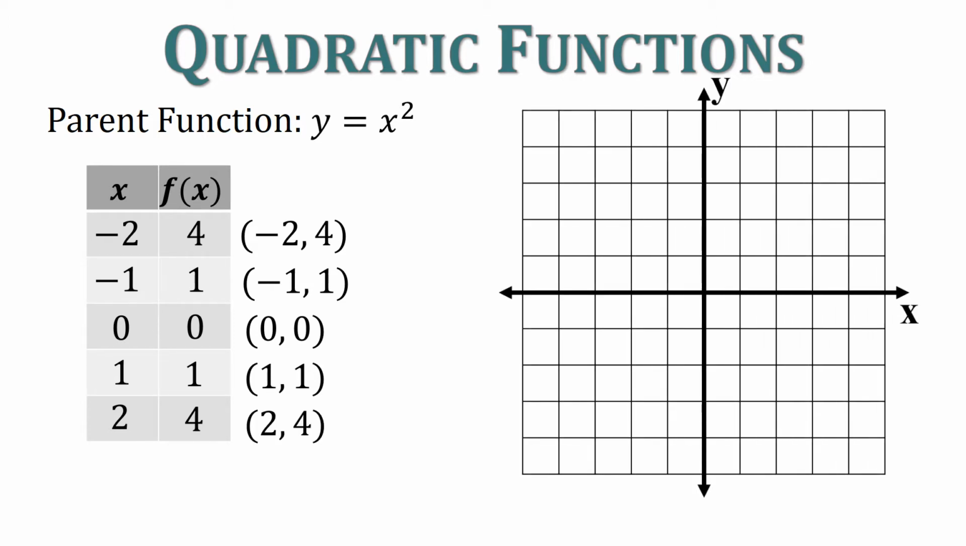Now let's graph all of these points. There we have (-2, 4), (-1, 1), (0, 0), (1, 1), and (2, 4). Connecting them with a nice smooth curve, we see our parabola. We see that our vertex is (0, 0), and that it's a minimum.